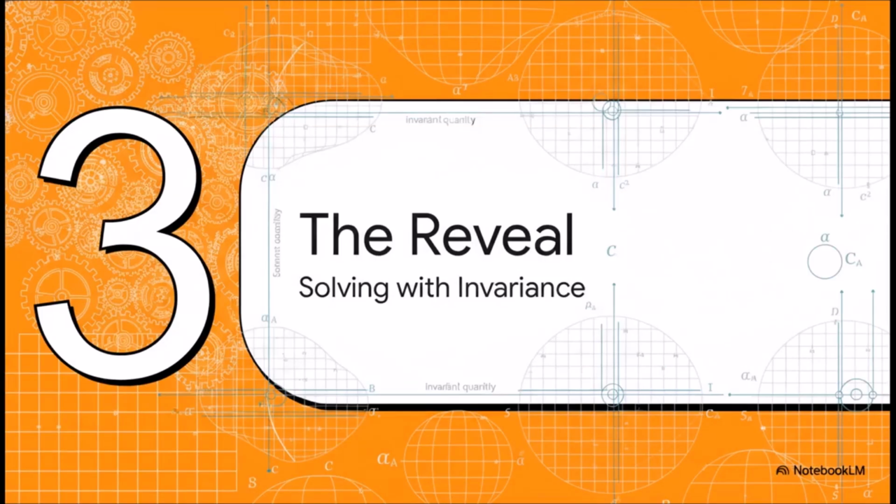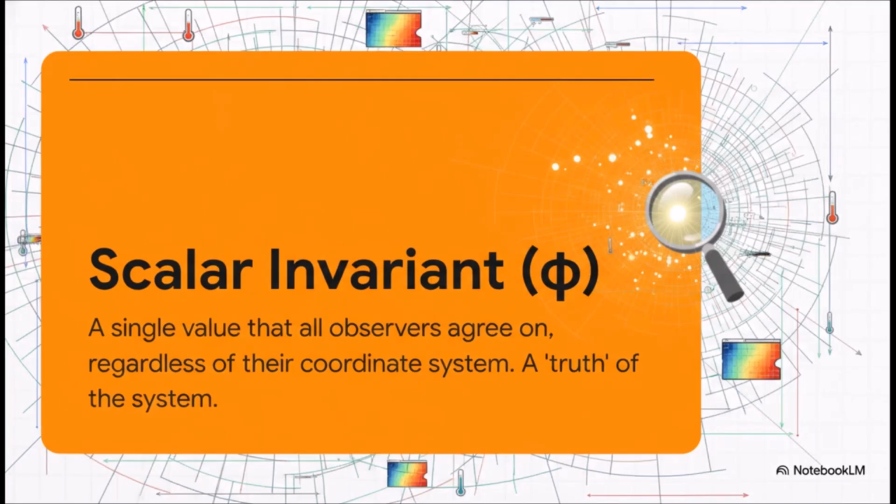Okay, here we go. The reveal. We are going to solve this thing, and the solution doesn't come from some monstrous page-long calculation. It comes from a simple, fundamental principle. Some things in physics must be constant, no matter who is looking or what weird coordinate system they're using. That thing is called a scalar, or a scalar invariant. It's just a single value that all observers have to agree on. It's a truth of the system.